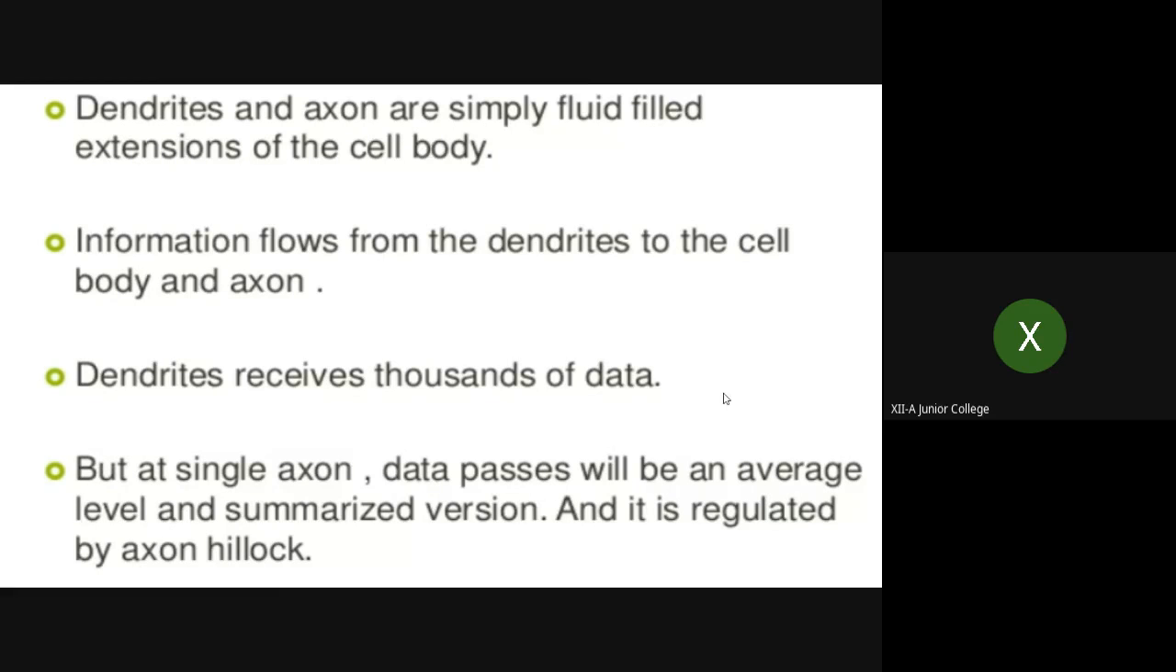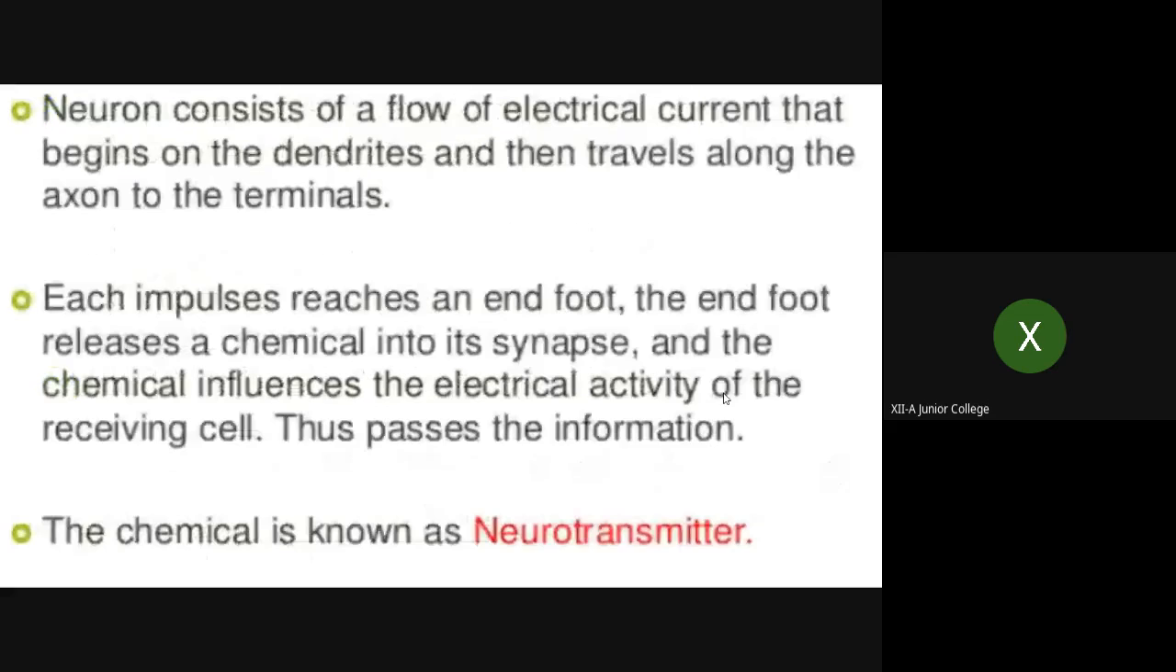I just told you the function of the axon hillock. Because the number of dendrites is more, the collected information is more, but when it is to be passed, then with a single axon, that information is passed in an average way, where it is summarized, and then it is passed. That means information is regulated over there at the axon hillock, which is to be passed first or next, like that.